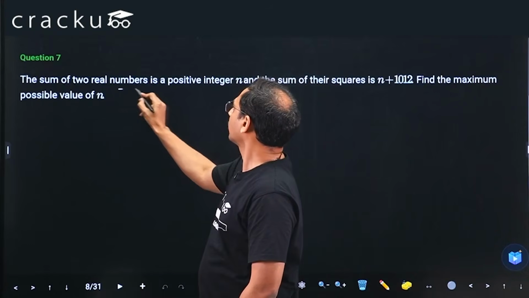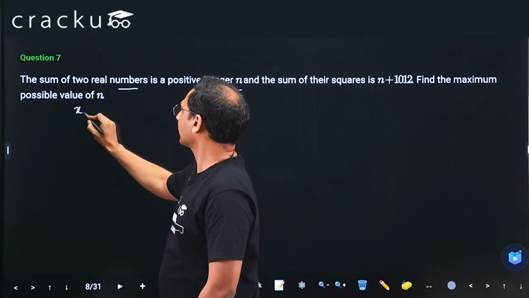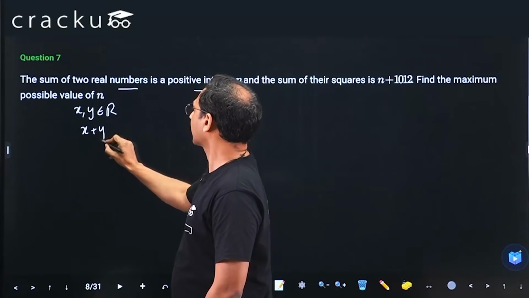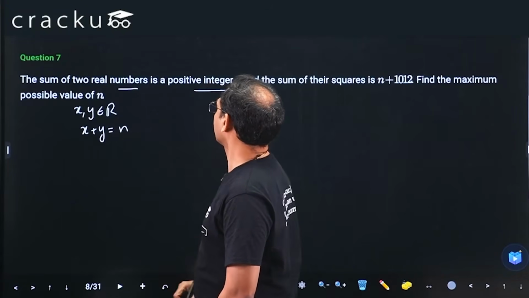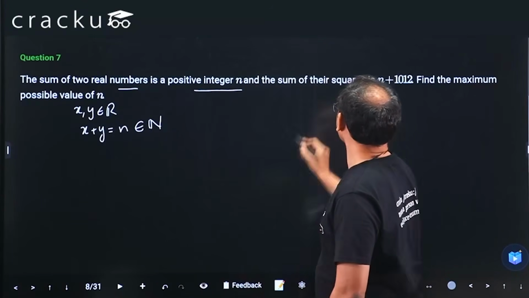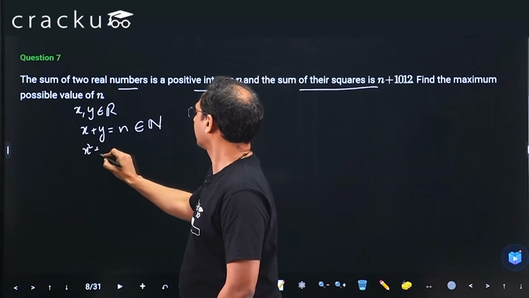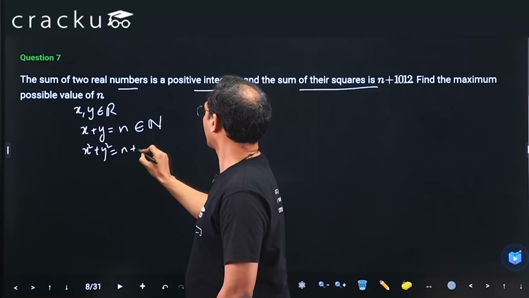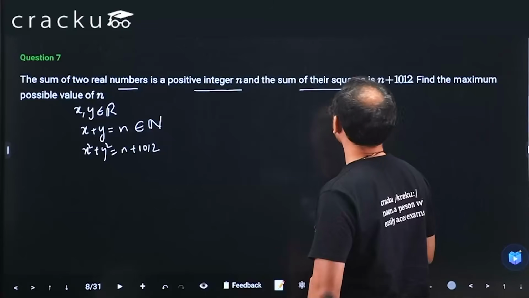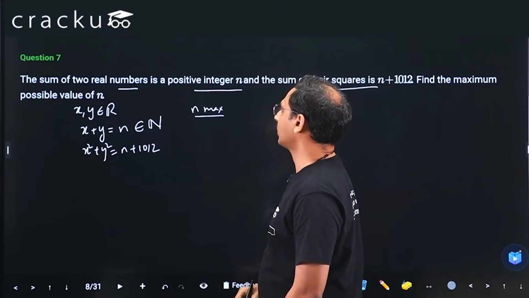The sum of two real numbers is a positive integer n. So let us say the real numbers are x and y. Their sum is n and this is a positive integer. The sum of their squares is n plus 1012. What is the maximum value of n? So we want the maximum value of n.